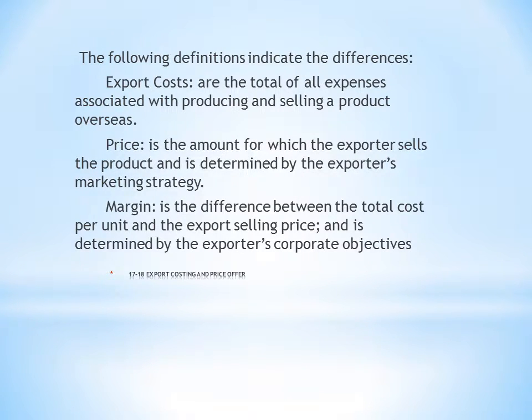The following definitions indicate the differences. Export costs are the total of all expenses associated with producing and selling a product overseas. Price is the amount for which the exporter sells the product and is determined by the exporter's marketing strategy. Margin is the difference between the total cost per unit and the export selling price and is determined by the exporter's corporate objectives.